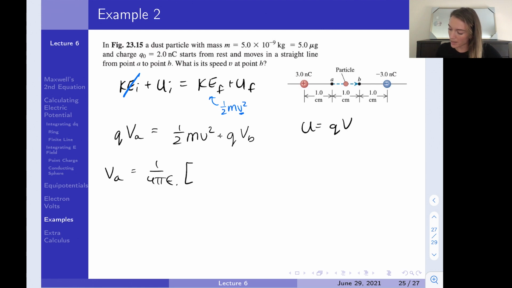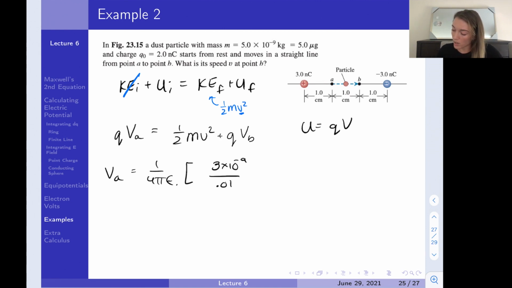So we've got 1/4 pi epsilon naught, we have 3 nanocoulombs, which is 10 to the negative 9. And just a little aside, definitely memorize all of your prefixes and suffixes. I don't provide that on the formula sheet. So what a nanocoulomb is, I definitely expect you to know that that's 10 to the negative 9. Okay, so we've got 10 to the negative 9, and this point A is 1 centimeter from that positive charge.